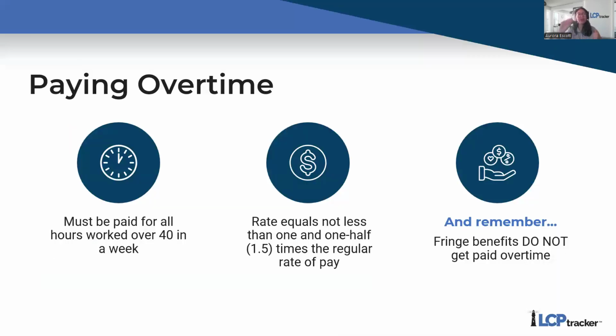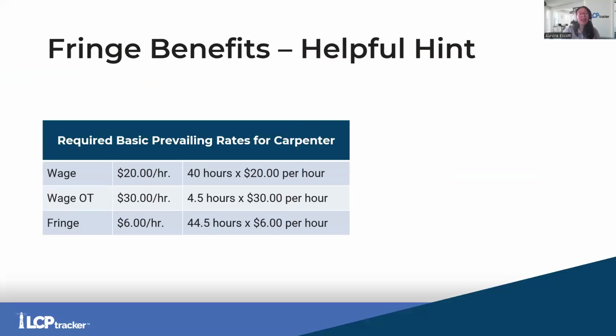All right, we're going to keep moving because I know we're running short on time. Three cardinal rules for paying overtime. You've got to make sure that they're paid for all hours worked over 40 in a work week, and that means paying them at 1.5 times their regular rate of pay. And fringe benefits, guess what? You don't have to calculate overtime. No need to do time and a half on that.